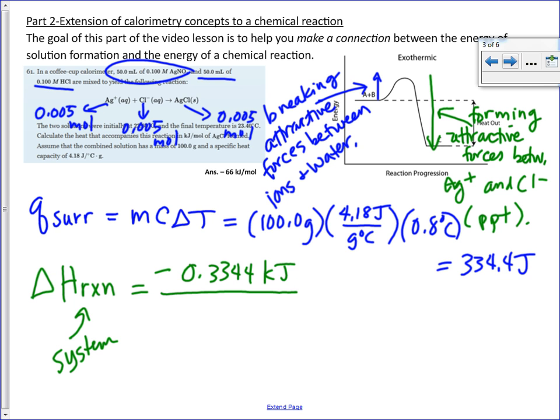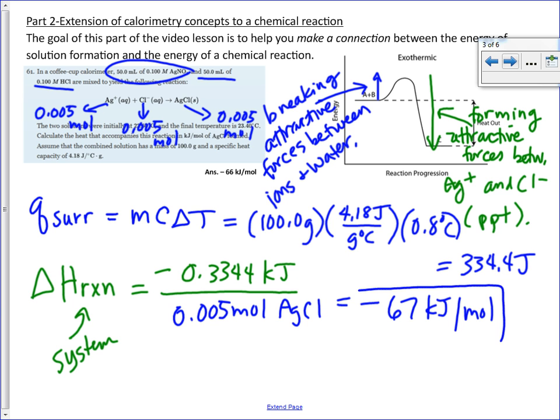So there's no real limiting reactant here. We have a stoichiometric mixture. So I'm dividing by 0.005 mole of silver chloride. Okay, and then that answer is negative 67 kilojoules per mole.